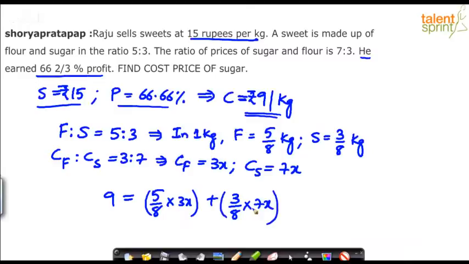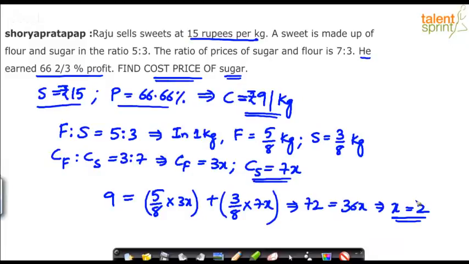Simplify for x from this one, right? So what do we get? 9 into 8, 72 equals 5 into 3, 15x, plus 3 into 7, 21x, right? So 36x, which implies x equals 2. Now what is he asking us to find out? Cost price of sugar. For us, the cost price of sugar is 7x. So substitute 2, cost price of sugar will be 7 into 2, 14 rupees per kg. Right? This is in rupees. Remember, 14 per kg. So the answer will be 14.